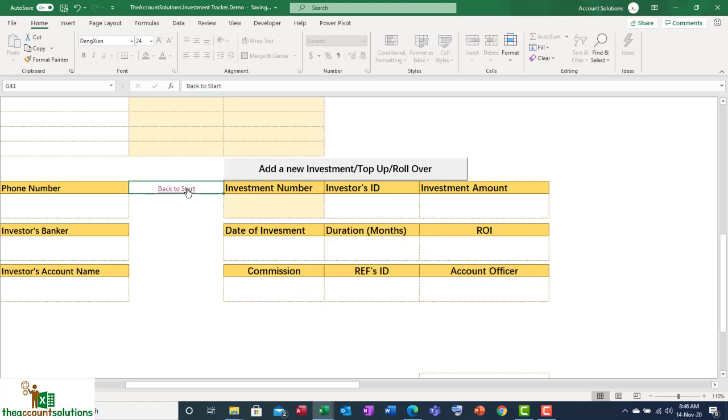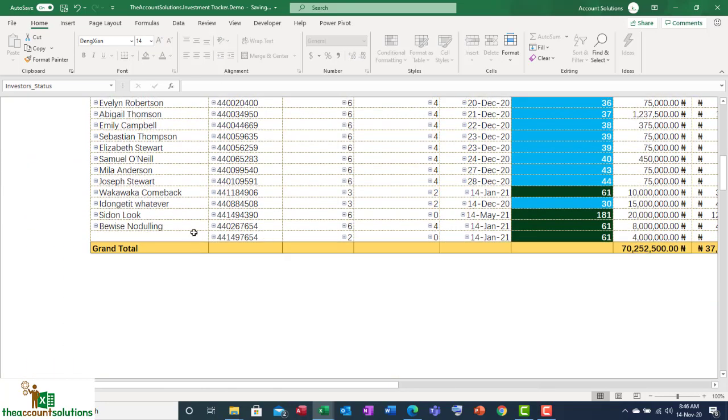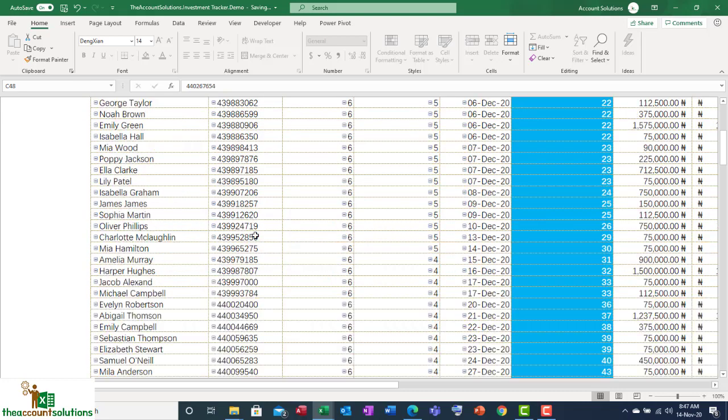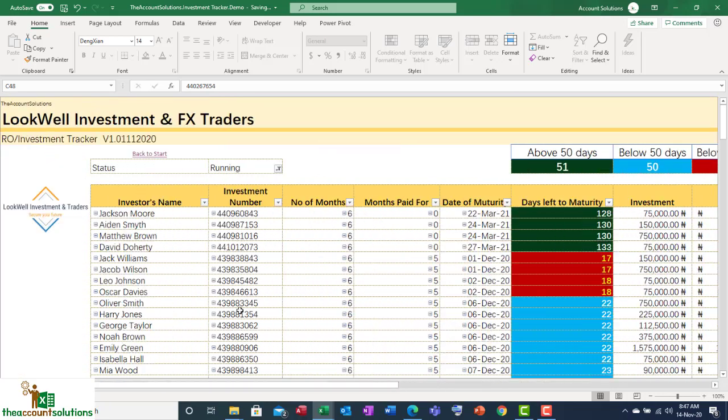So let's go back to start and let's check our investment status. You see, go down. Be Wise has 6 months, 4 months due. This one is just 2 months. We've not paid anyone yet. We'll pay the first one in December. So you can see both have 61 days to maturity. You can see all about Be Wise. So that's how you do a top up for an investment.